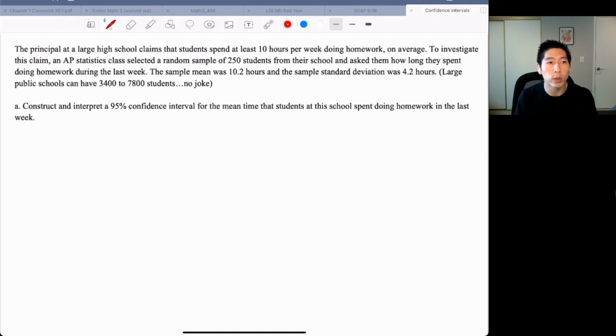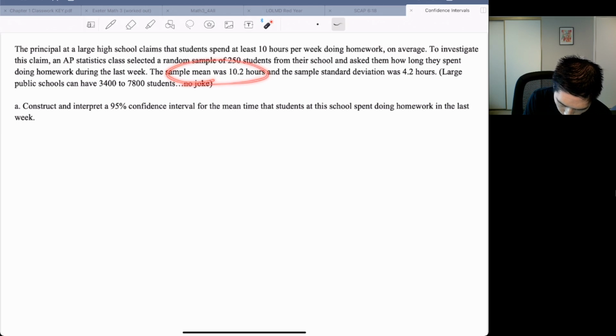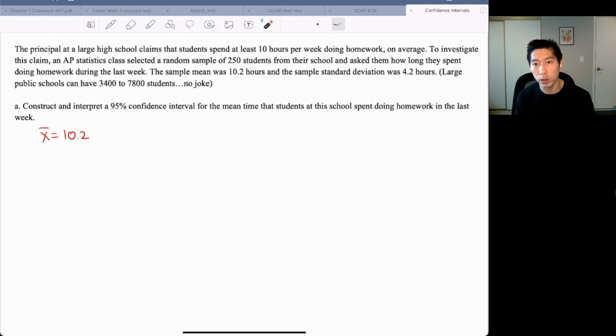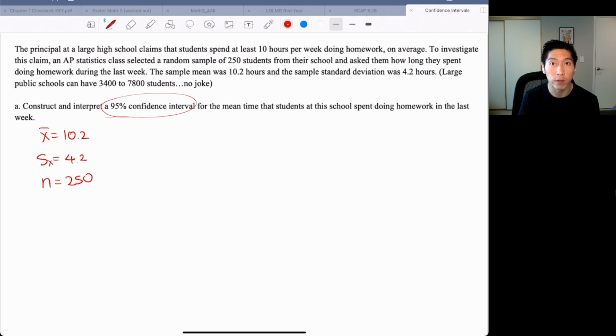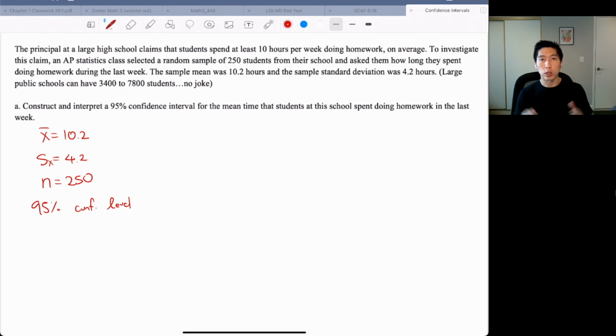Here's an old problem that we studied, and we're going to construct a confidence interval for sample means. So we're going to start off with our sample mean estimate of 10.2. The sample standard deviation was 4.2 hours. You're going to need the sample size of 250 students, and you're going to need a confidence level, 95% confidence level. So let's remember this, that we're constructing a one sample t-interval for sample means.